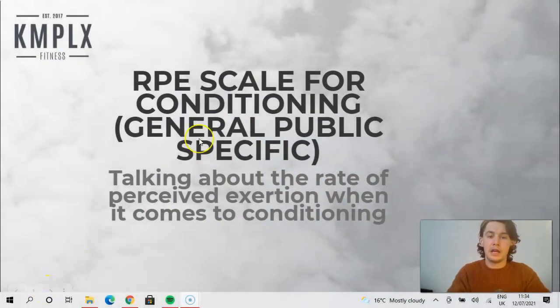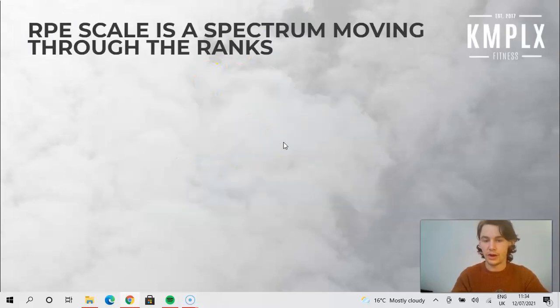I don't really use reps in reserve or RPE too much in the strength training setting, so that's why I'm going to talk specifically about conditioning here. For the RPE scale for conditioning, general public specific, we're going to talk about the rate of perceived exertion when it comes to conditioning. So there are differences.